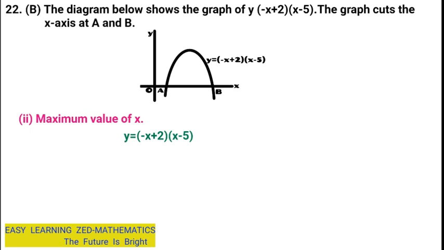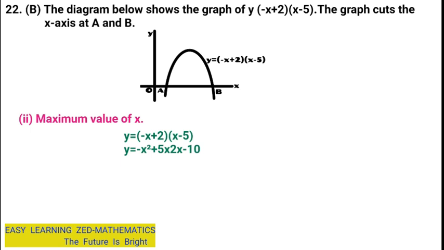So I'm going to write y is equal to, then multiply x by negative x, which gives me negative x squared. Then negative x multiplied by negative 5 gives me 5x. Then I'm going to multiply the terms in the bracket on the right side by 2. So 2 by x gives me plus 2x, then 2 by negative 5 gives me negative 10.